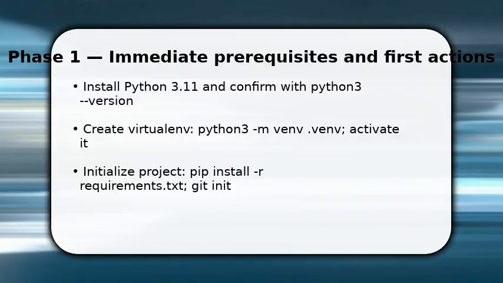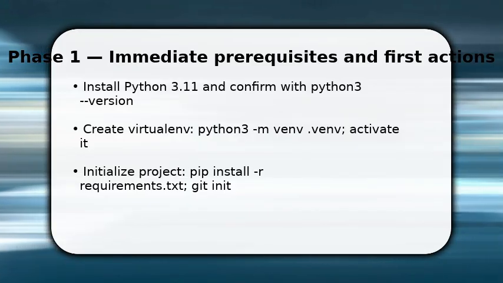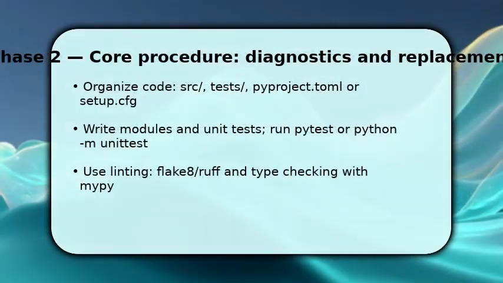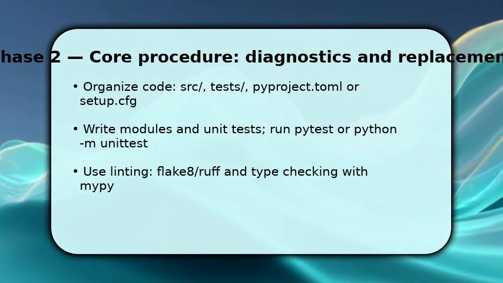You're not configuring every option, you're starting the executable path. Run python -m pip install --upgrade pip, then pip install what you need. This first action sequence gets you started. Now focus on the middle steps where the work happens.